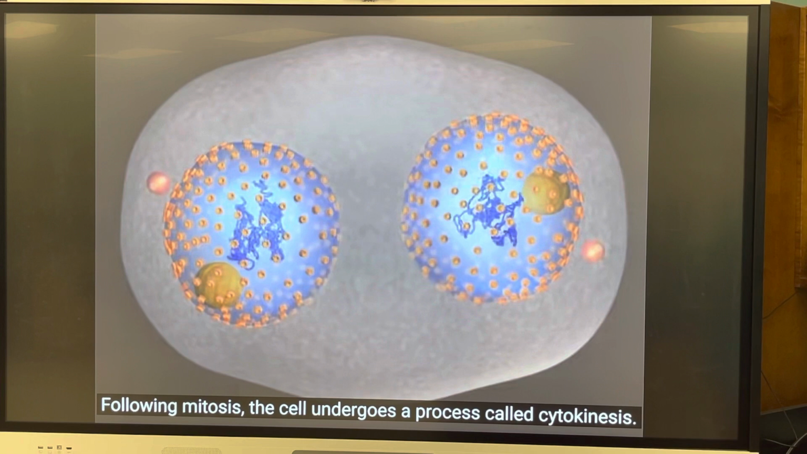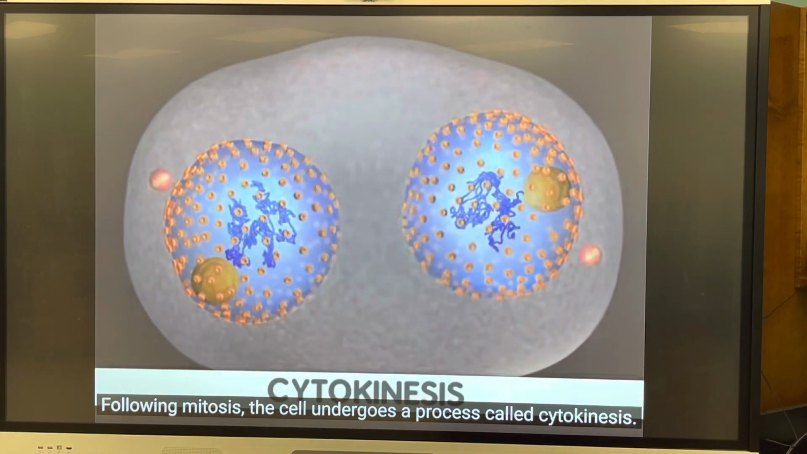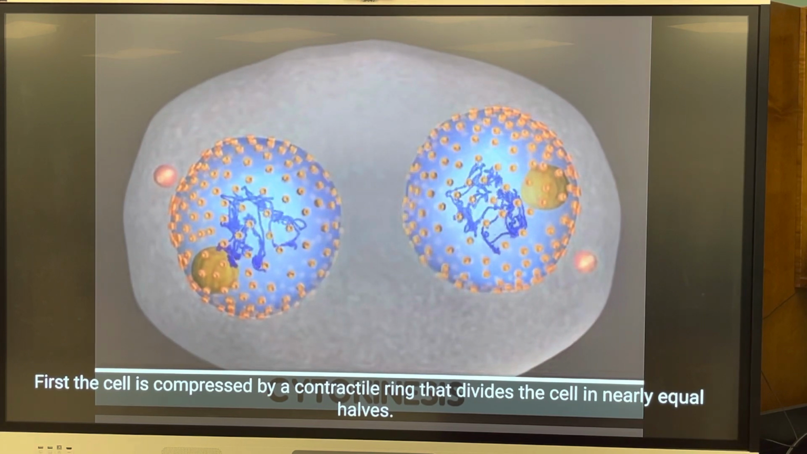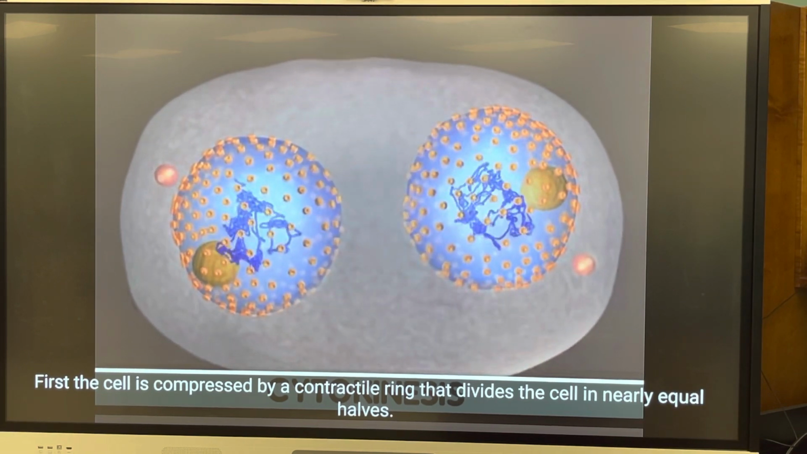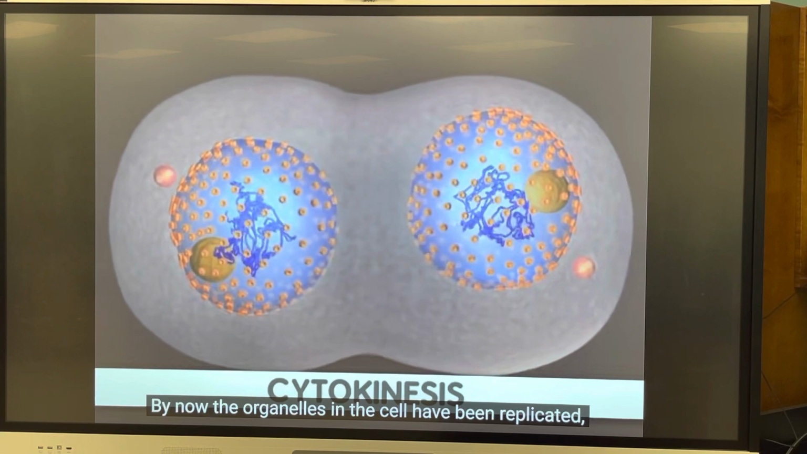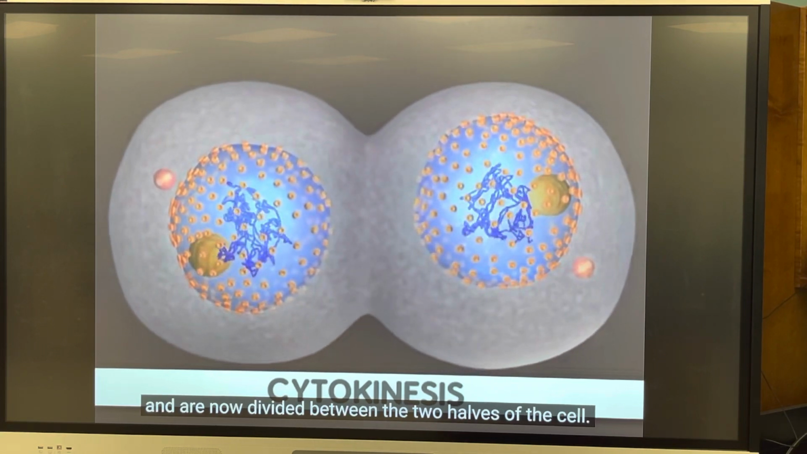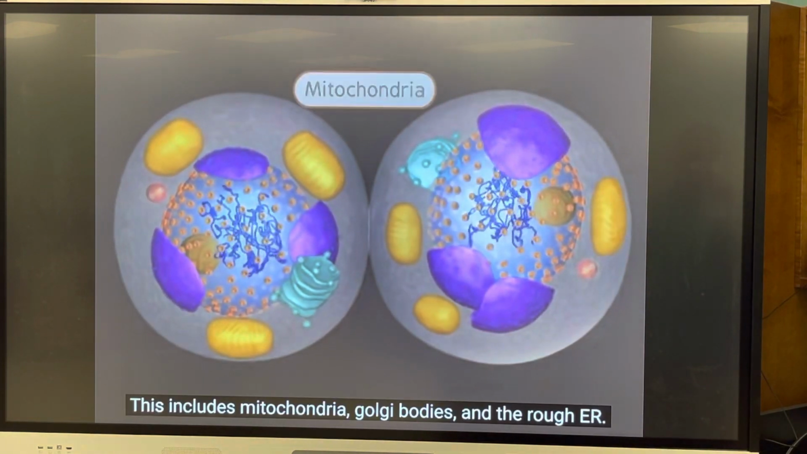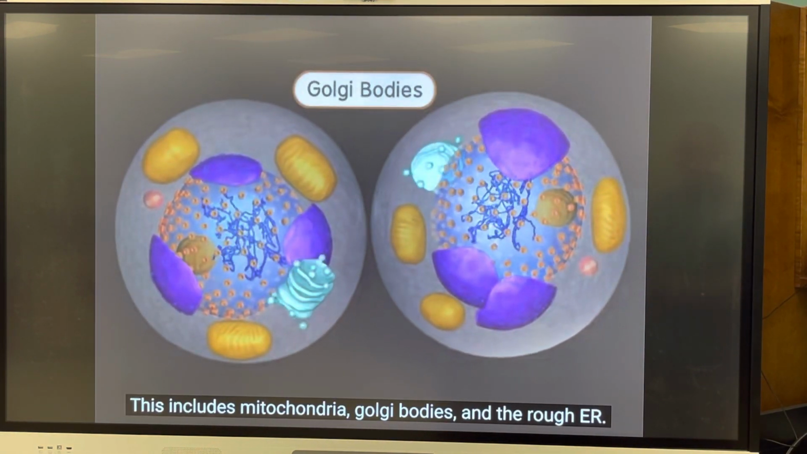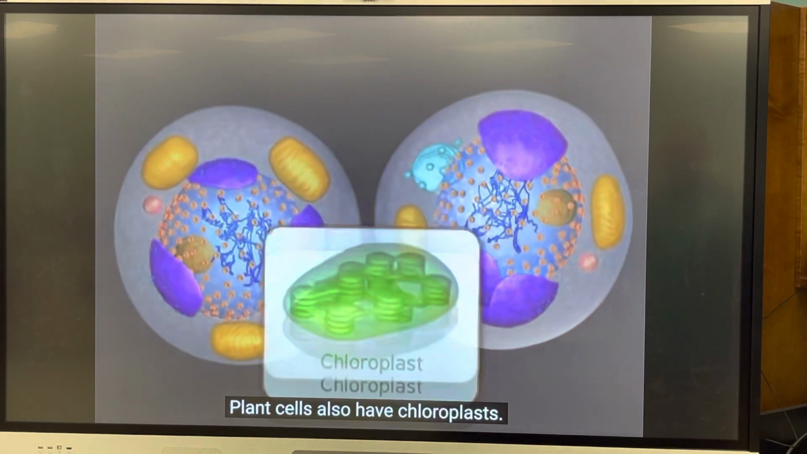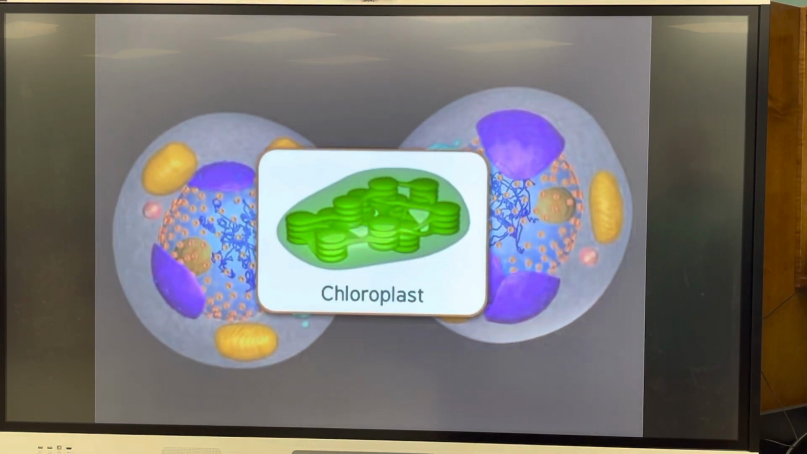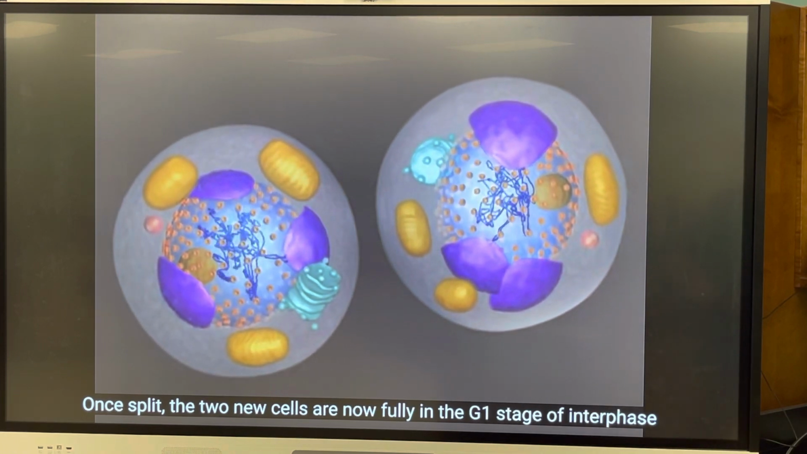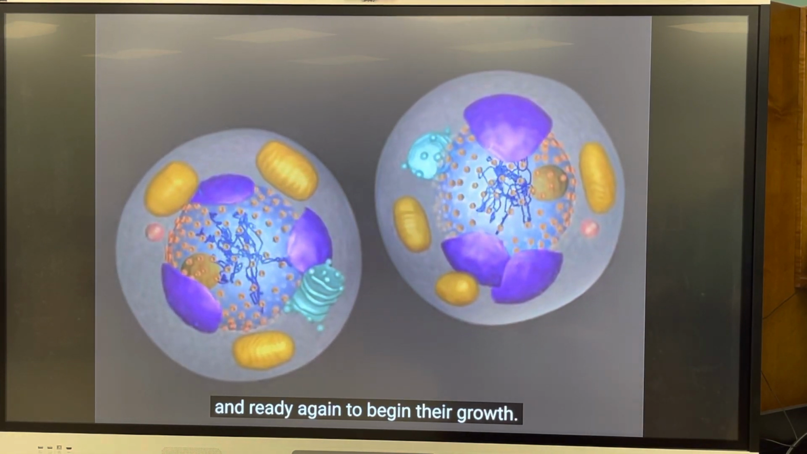Following mitosis, the cell undergoes a process called cytokinesis. First, the cell is compressed by a contractile ring that divides the cell in nearly equal halves. By now, the organelles in the cell have been replicated and are now divided between the 2 halves of the cell. This includes mitochondria, Golgi bodies, and the rough ER. Plant cells also have chloroplasts. Once split, the 2 new cells are now fully in the G1 stage of interphase and ready again to begin their growth.